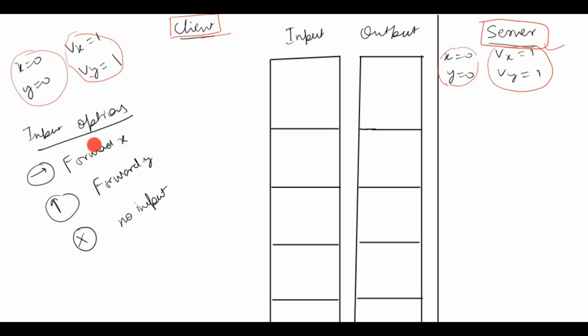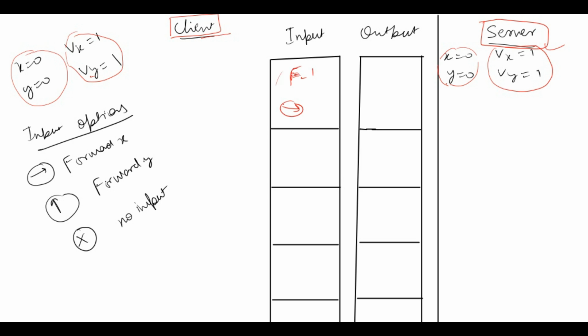Okay, so now there are three input options given to the user. The first input option is forward x, denoted by this sign, the second is forward y, denoted by this sign, and the third is no input, denoted by this sign. Now suppose for the first frame the user is pressing this forward input, and this is frame equal to 1, and we will save this in the input array.